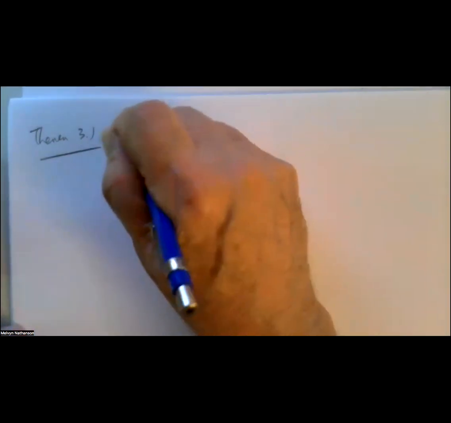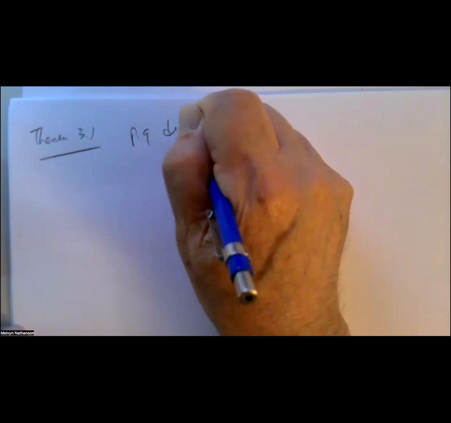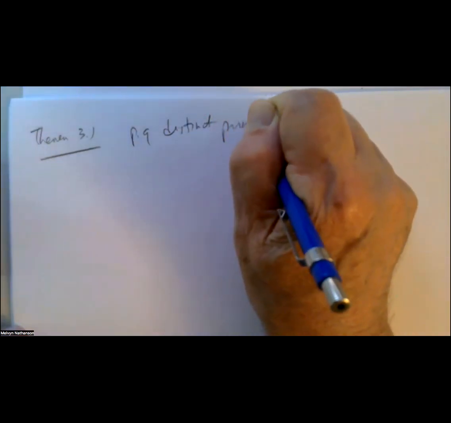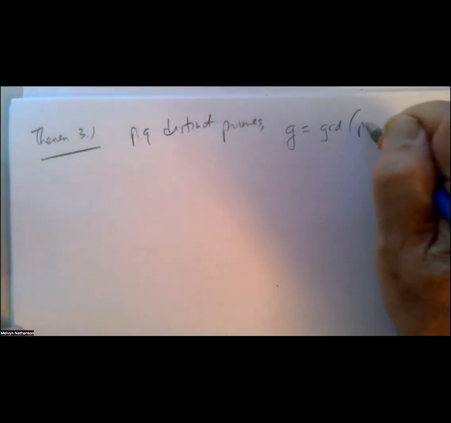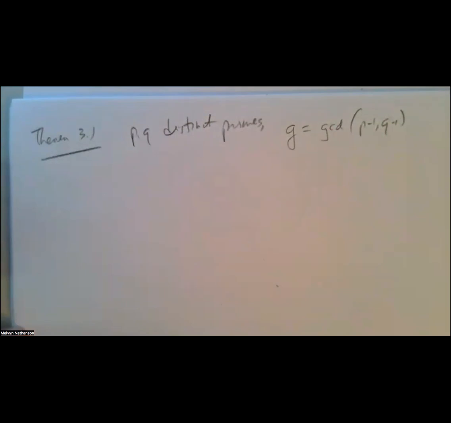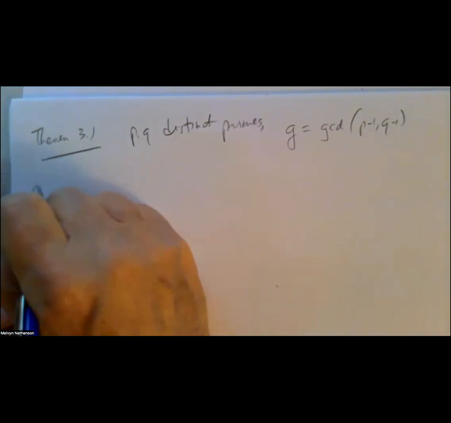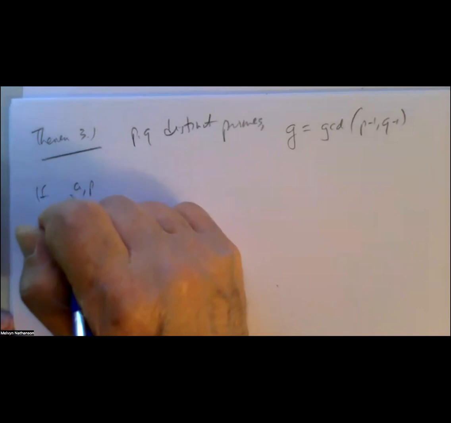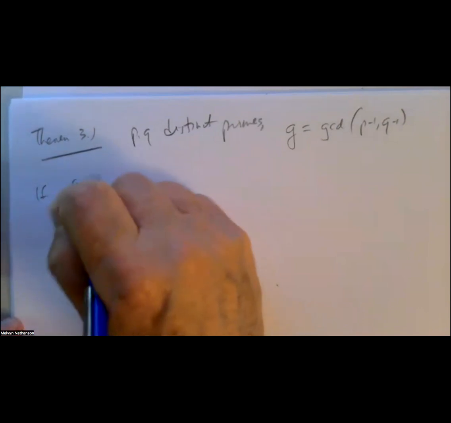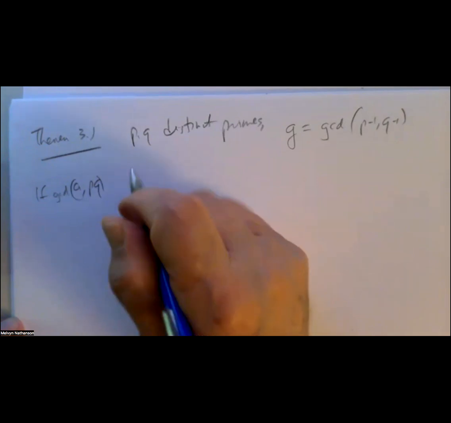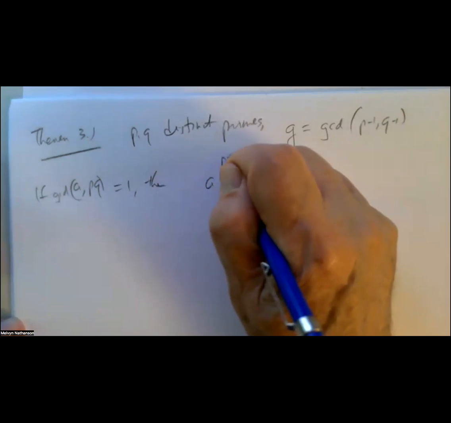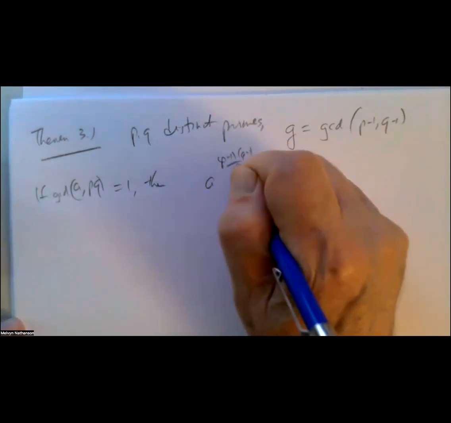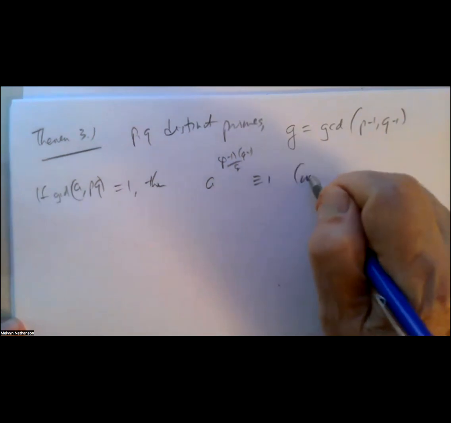So we have P, Q distinct primes. G is the greatest common divisor of P minus 1 and Q minus 1. And if A is an integer and the GCD of A and PQ is 1, then A to the power (P minus 1)(Q minus 1) over G is congruent to 1 mod PQ.